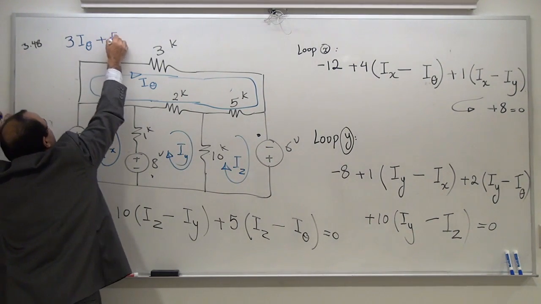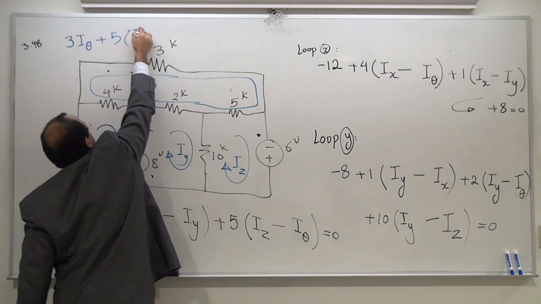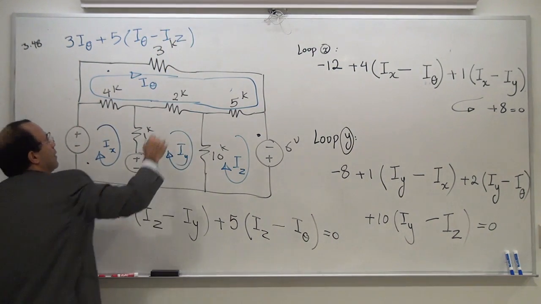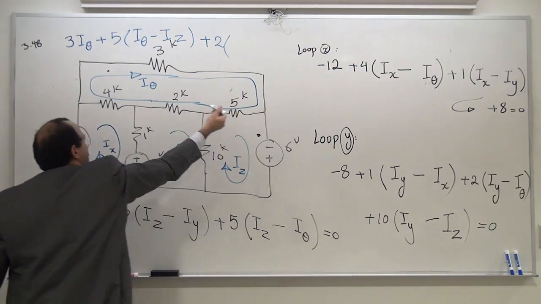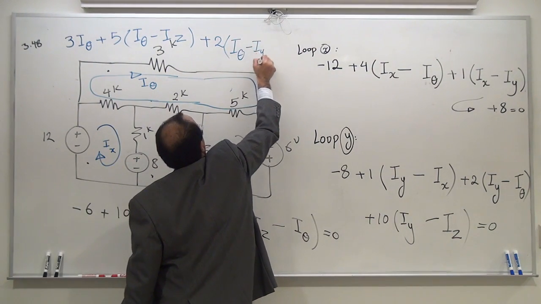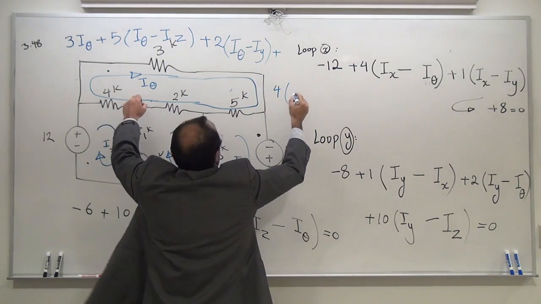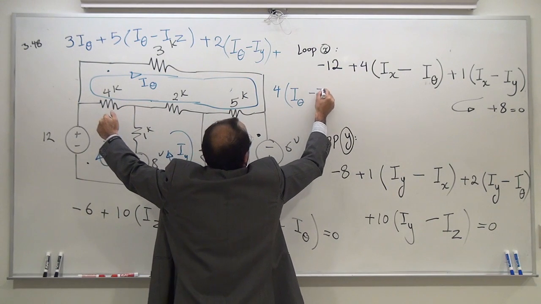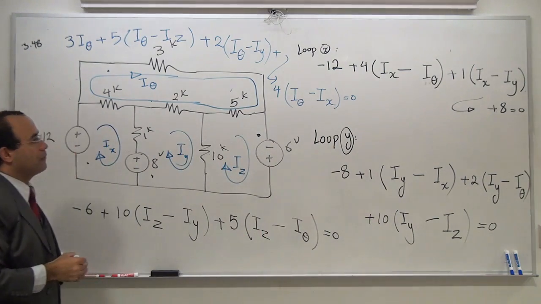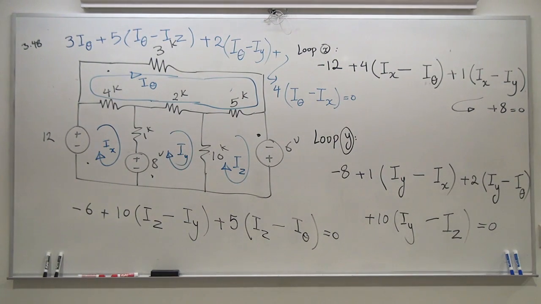So let's go for 5K. I theta is going this way. Iz from the neighboring loop is going to oppose. I theta is the master, Iz is the slave. Then I go for 2K. I theta is this, and Iy is opposing it. I theta minus Iy. Then I'm going to have the 4K, and it's going to be I theta minus Ix. I'm continuing this because I don't have space, equal to 0. These 4 terms are going to be the equation for theta.